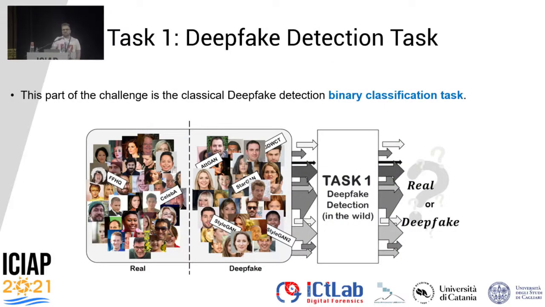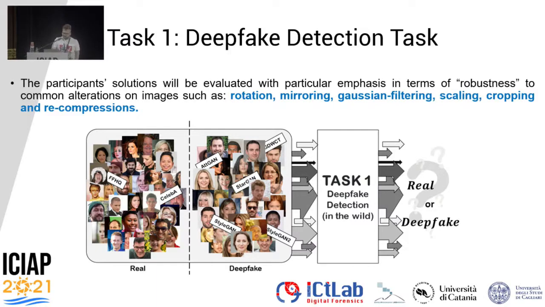Okay, we start with the first task. The objective is to create an in-the-wild deepfake detection algorithm, and this task is a classical classification task with the objective to distinguish real versus synthetic data. The participant solution will be evaluated with a particular emphasis on robustness to common alterations on images such as rotation, mirroring, Gaussian filter, scaling, cropping, recompression, and a combination of them.